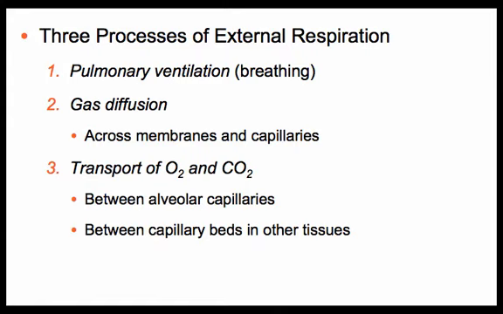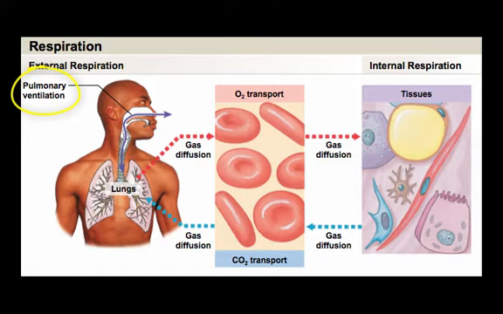With external respiration, there are three processes: pulmonary ventilation, or breathing; gas diffusion across the alveolar and capillary membranes; and the transport of oxygen and carbon dioxide between the alveolar capillaries and between the capillary beds and other tissues. The first process, pulmonary ventilation, is the physical movement of air into and out of the respiratory tract.